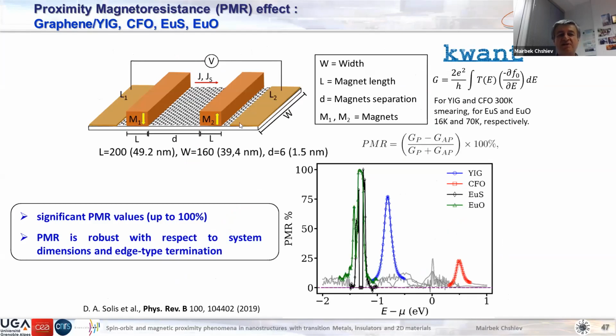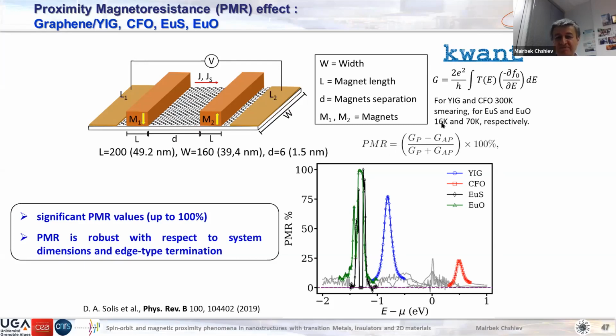So you see a lead attached to the graphene here, and on top of it, you put two insulating magnetic insulators, M1 and M2. The idea is you induce magnetism only there, and when the electron goes under this magnet, it gets polarized. Then by tuning parallel and anti-parallel configurations of these magnetizations, you can get what we called the proximity magnetoresistance effect.